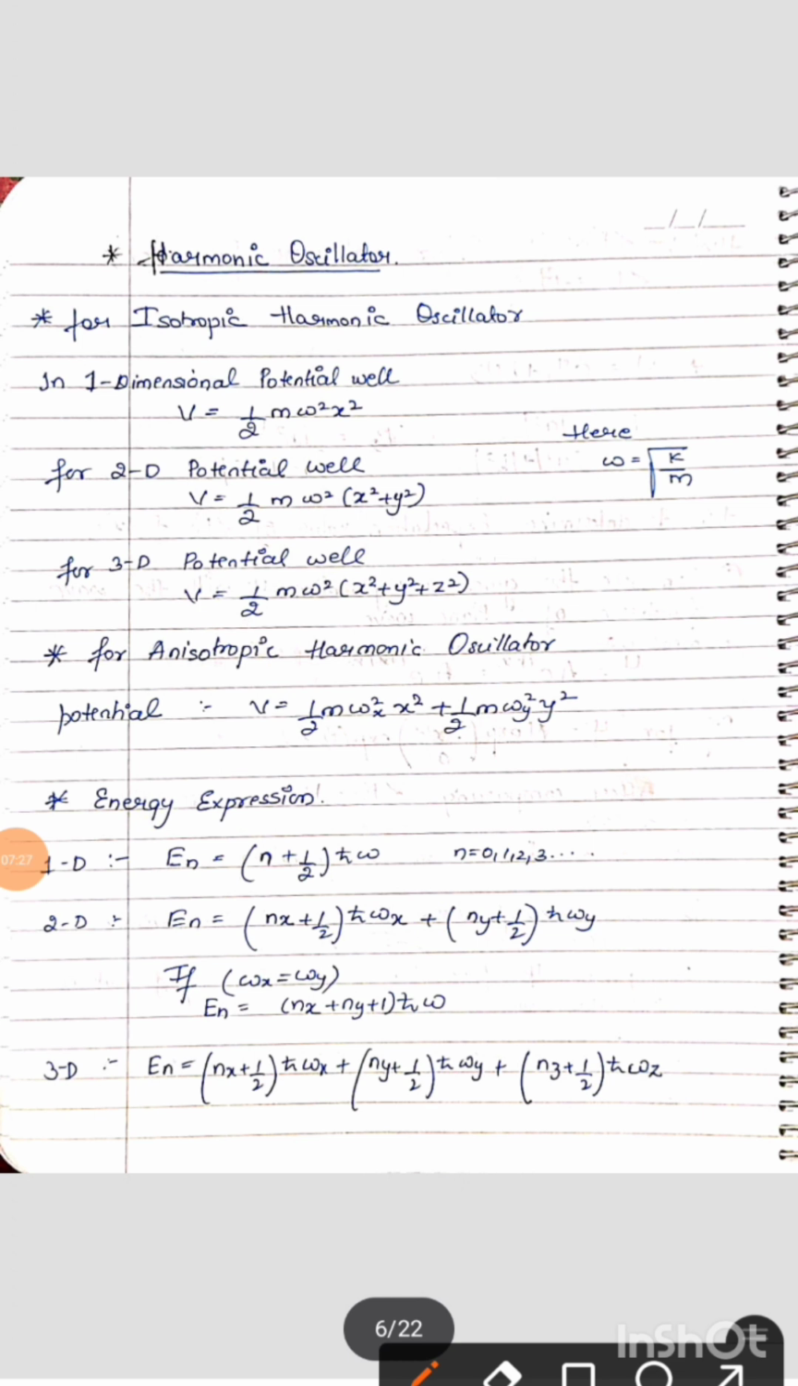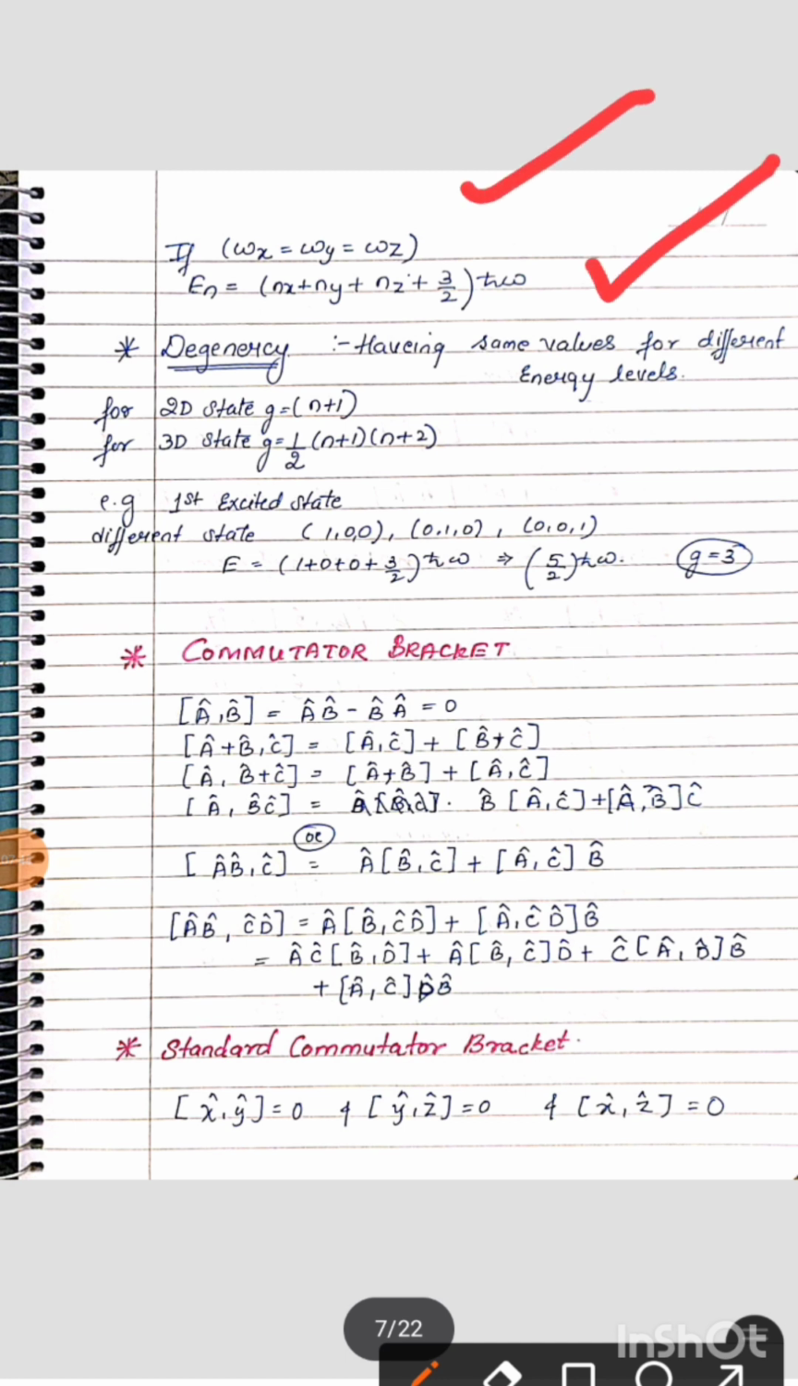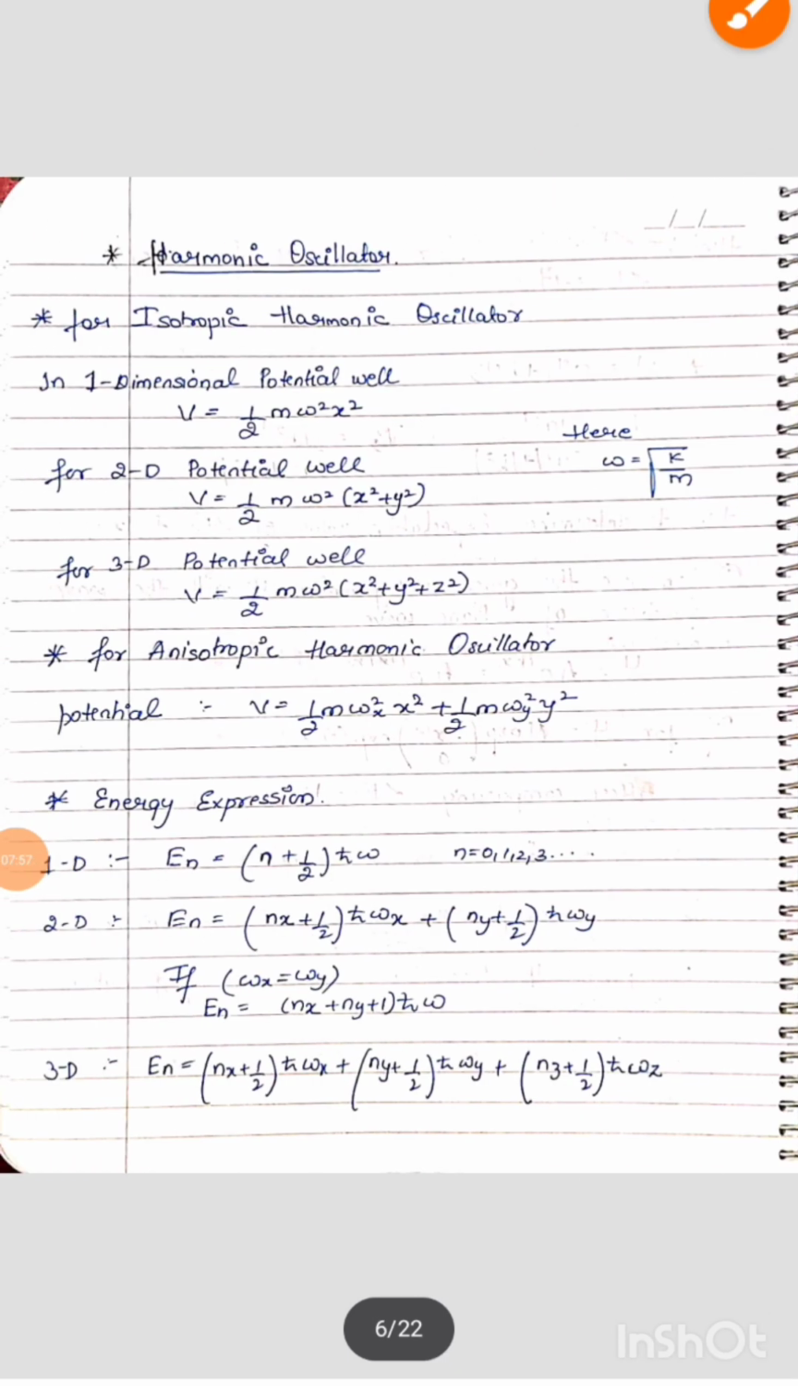Similarly, for the 3-dimensional case, (nx plus half), (ny plus half), (nz plus half) with omega x, omega y and omega z. Next, if these three parameters omega x, omega y and omega z are equal, then the energy expression will become (nx plus ny plus nz plus 3 by 2) h cut omega. Okay, these are the potential and energy expressions for the isotropic and anisotropic harmonic oscillators.